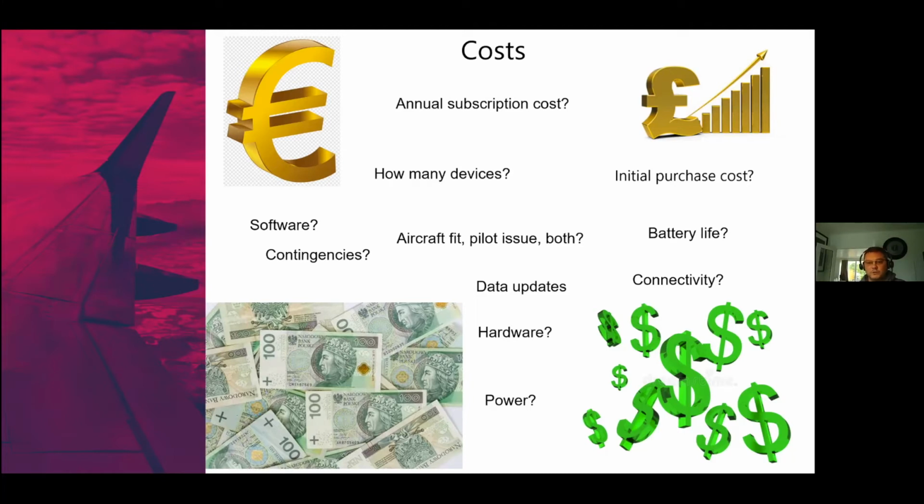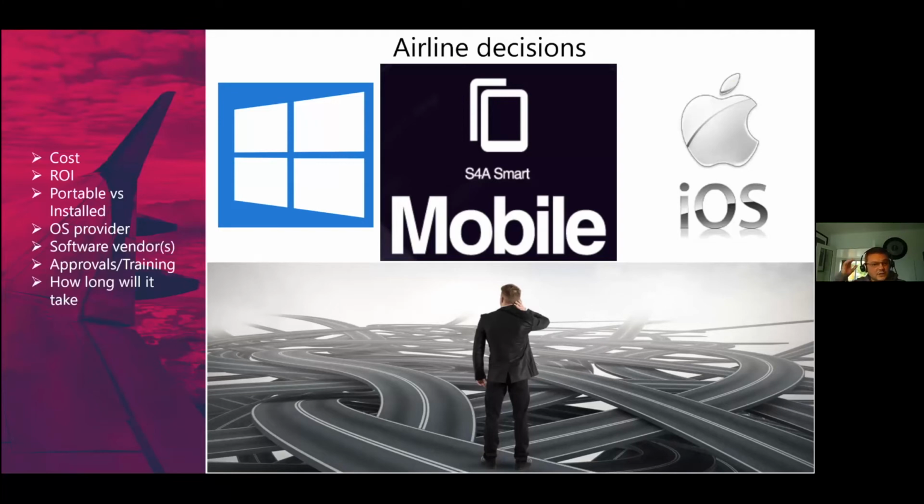What hardware do we decide on? Do we need to power them? Do we have to be connected? Therefore, are there any bundle prices or costs around that as well? And do we have to consider battery life in case there are any power issues? So all those questions need to be asked, as well as probably many more, when an airline board decides whether to go down the road of an EFB approval. And these are the decisions that they need to make.